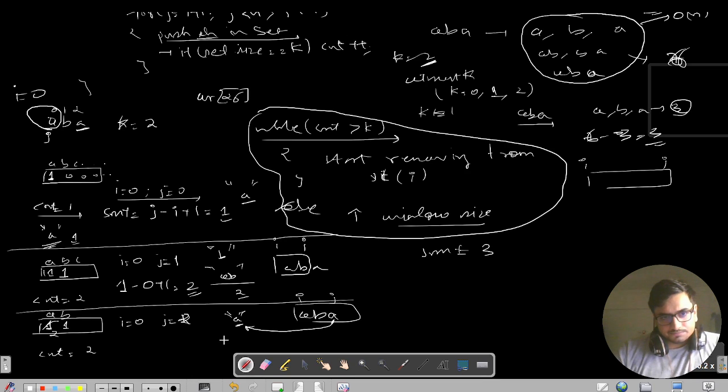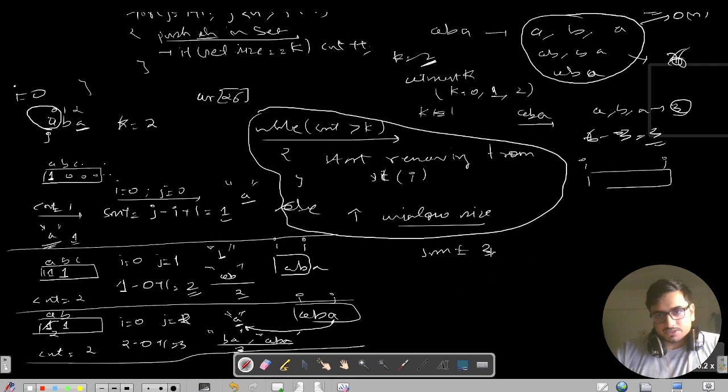And what else? We will have BA as a possible new substring, and the other would be ABA, correct? Yes, these would be our possible substrings. So the count of the possible substrings here is 3. How can we say this? Sum plus equals j minus i plus 1, which gives you 3. So what is my sum here now? 3 plus 3 is 6, right?